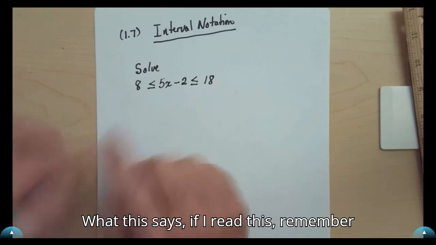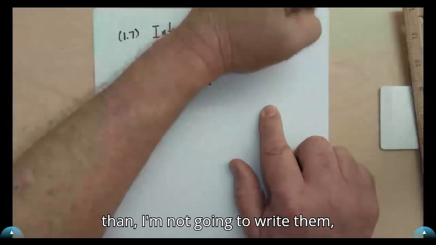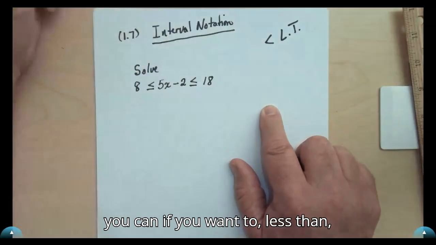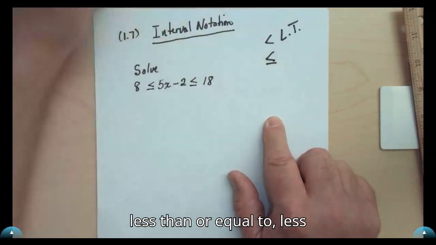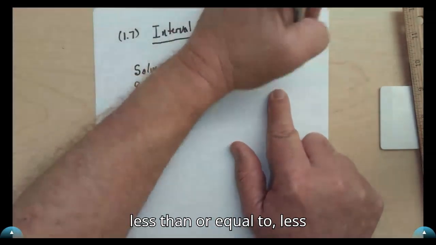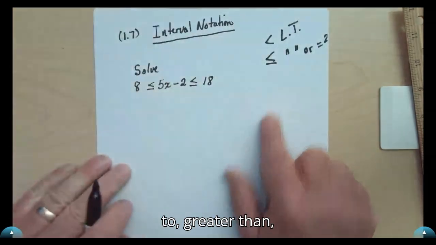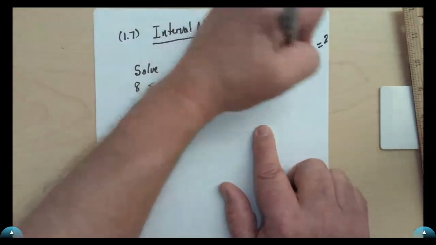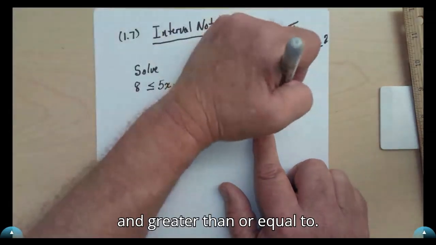What this says, if I read this, remember our inequality symbols. Less than, I'm not going to write them. You can if you want to. Less than or equal to, greater than, and greater than or equal to.